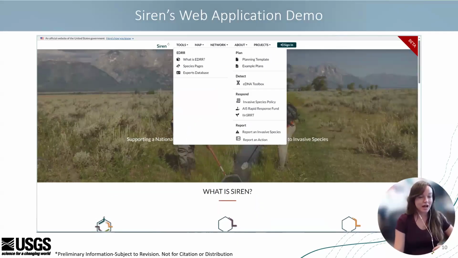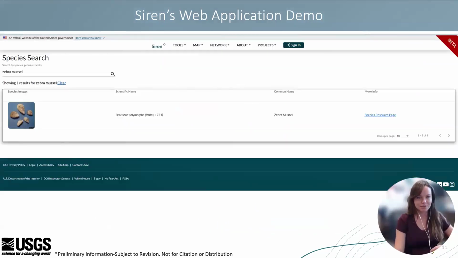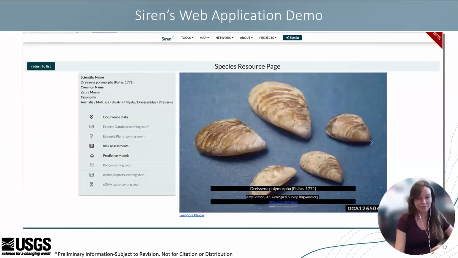Okay, so first, at the SYREN homepage, we can drop down the Tools menu on the top left and select Species Pages. From there, we can type in a variety of species that we're interested in, but for today's purposes, I typed in zebra mussel and selected to go to its species resource page. From there, I am met with a photo carousel of zebra mussels on the right to help me identify what they look like in the field, and on the left, the available resources for this species.